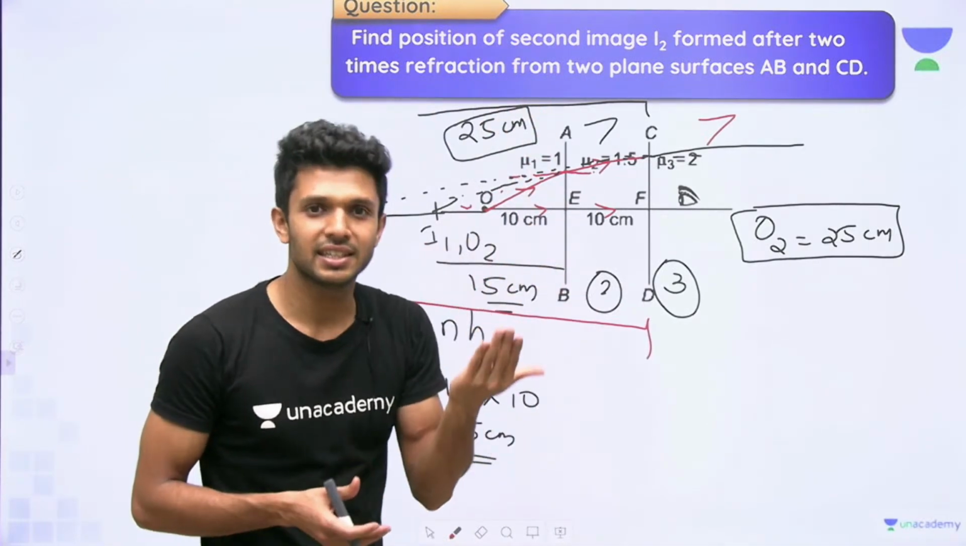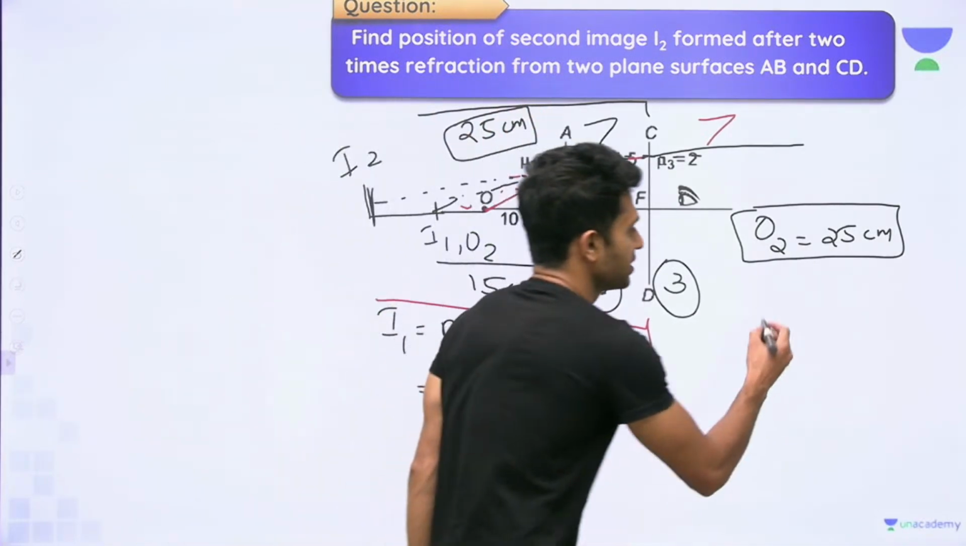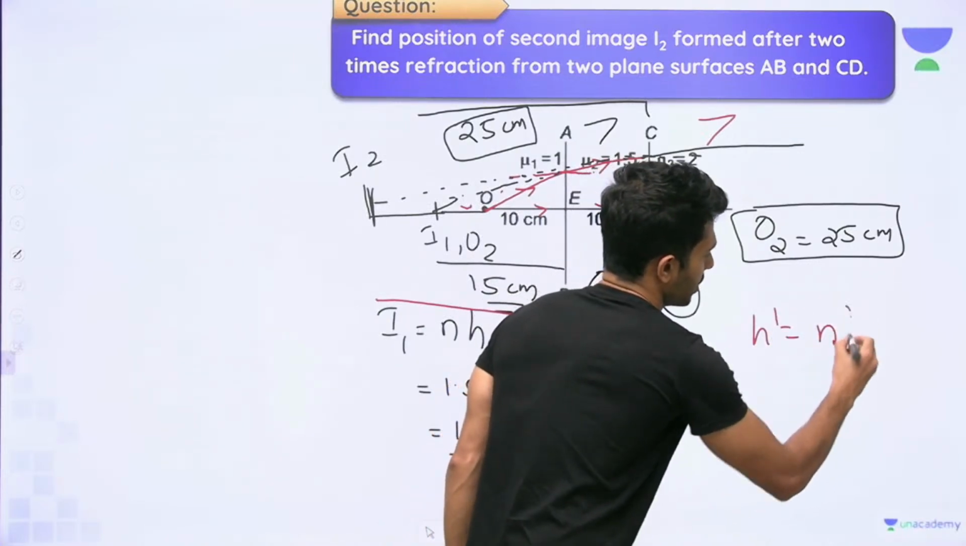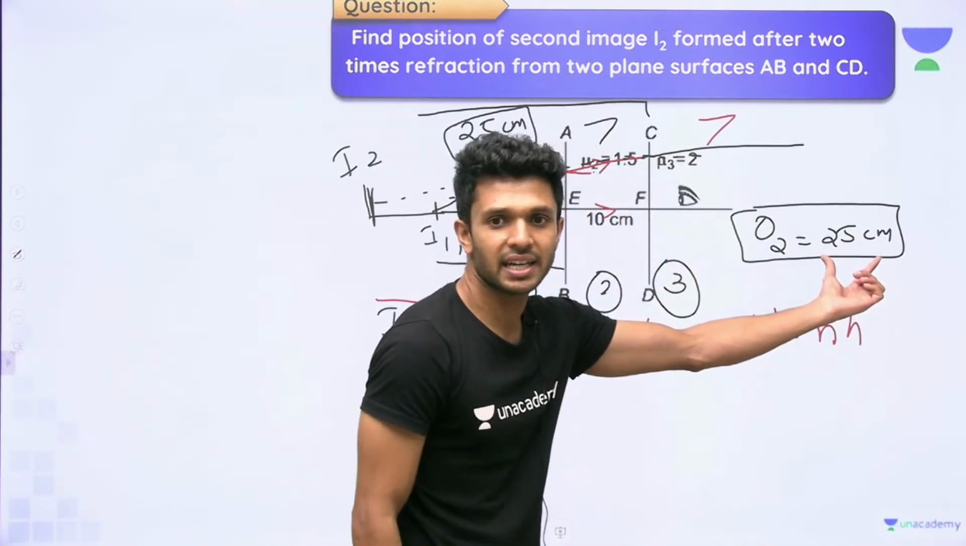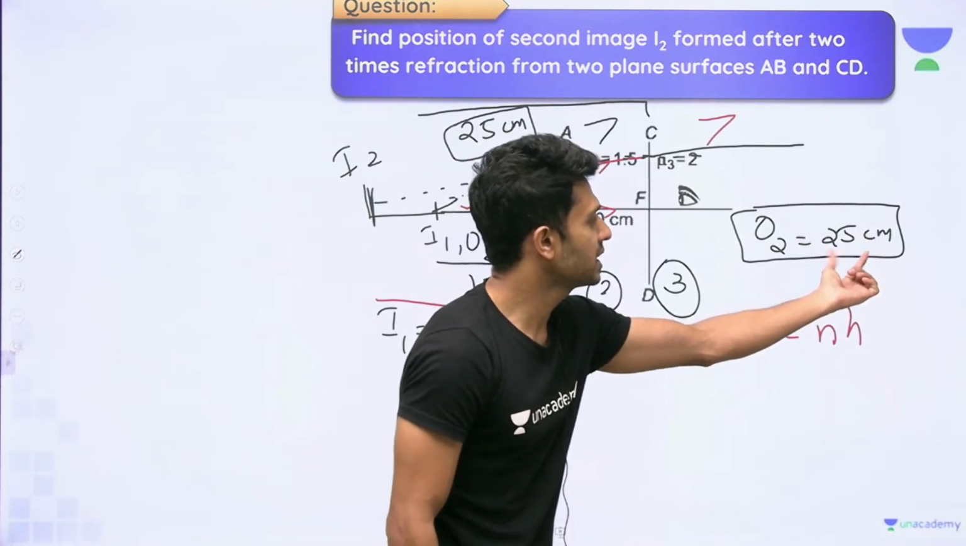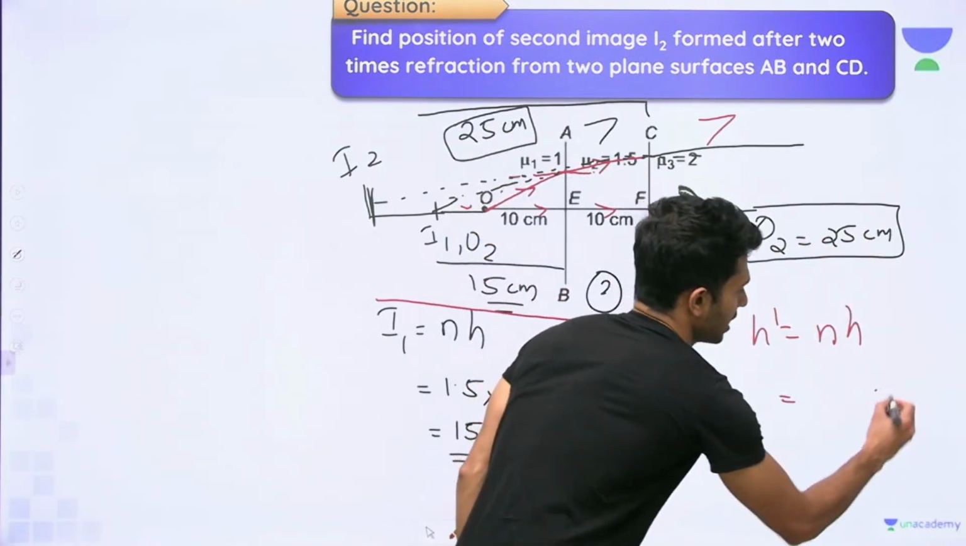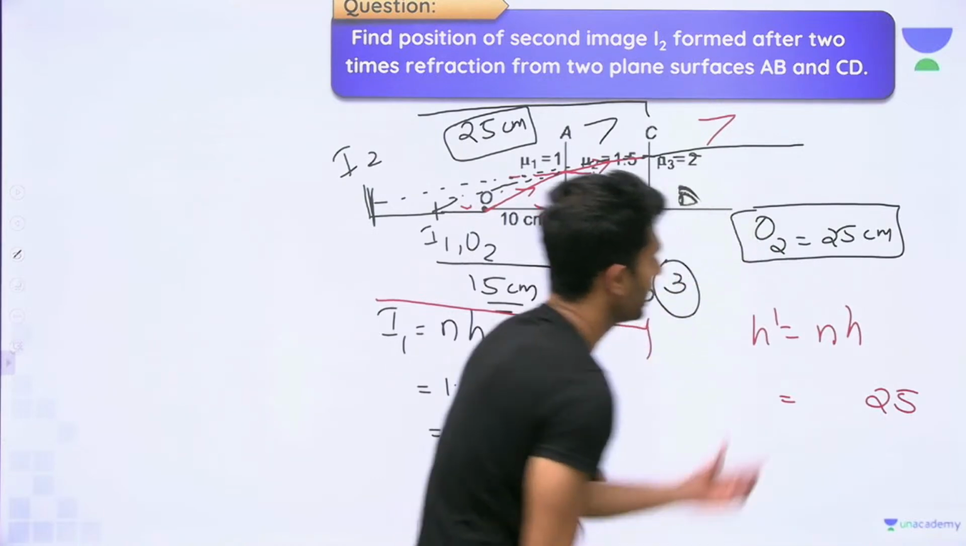The height increases for the bird. Formula is h dash is equal to nh. What is its actual height? What was the actual distance of the object? 25 centimeter, right? 25 multiplied by n.